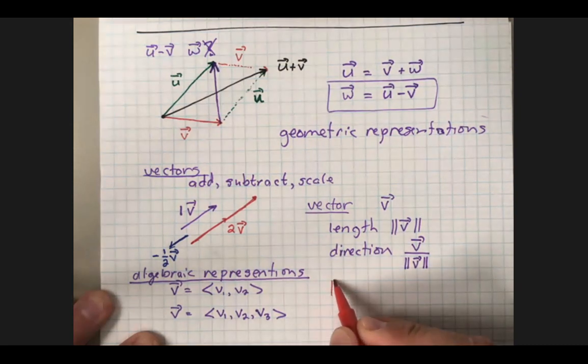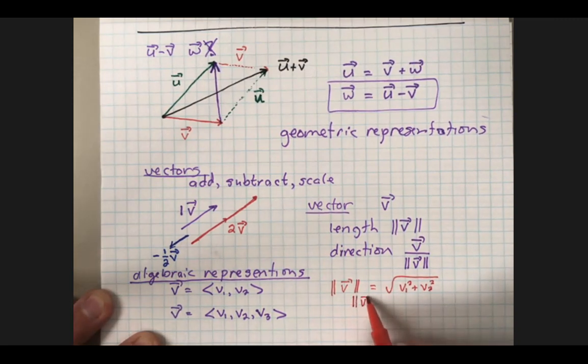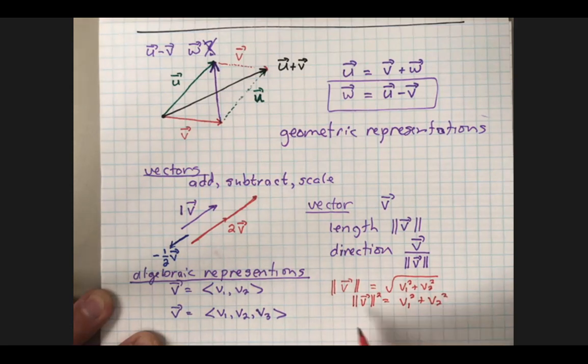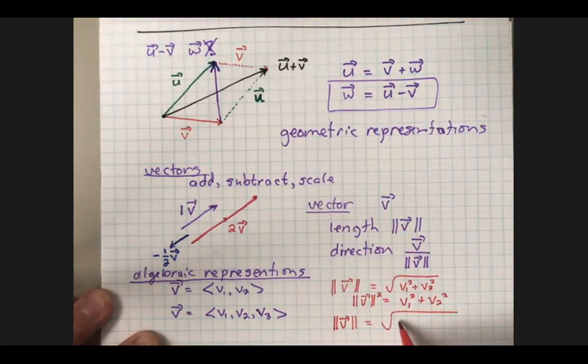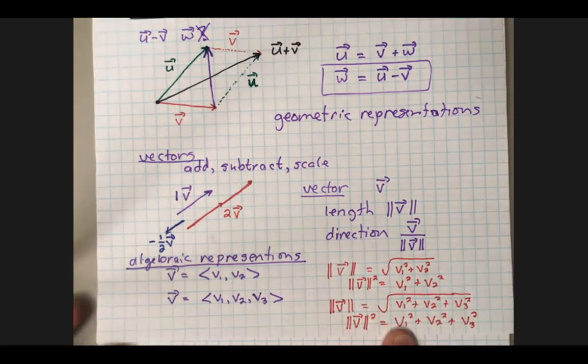So in the algebraic sense, we define the length of a two-dimensional vector to be the square root of V1 squared plus V2 squared, which you commonly call the Pythagorean theorem. That is, mag V squared is equal to V1 squared plus V2 squared. In three dimensions, mag V is equal to the square root of V1 squared plus V2 squared plus V3 squared, which can also be written mag V squared is equal to V1 squared plus V2 squared plus V3 squared. It turns out I want both representations, with and without the square root, and you'll see why shortly.